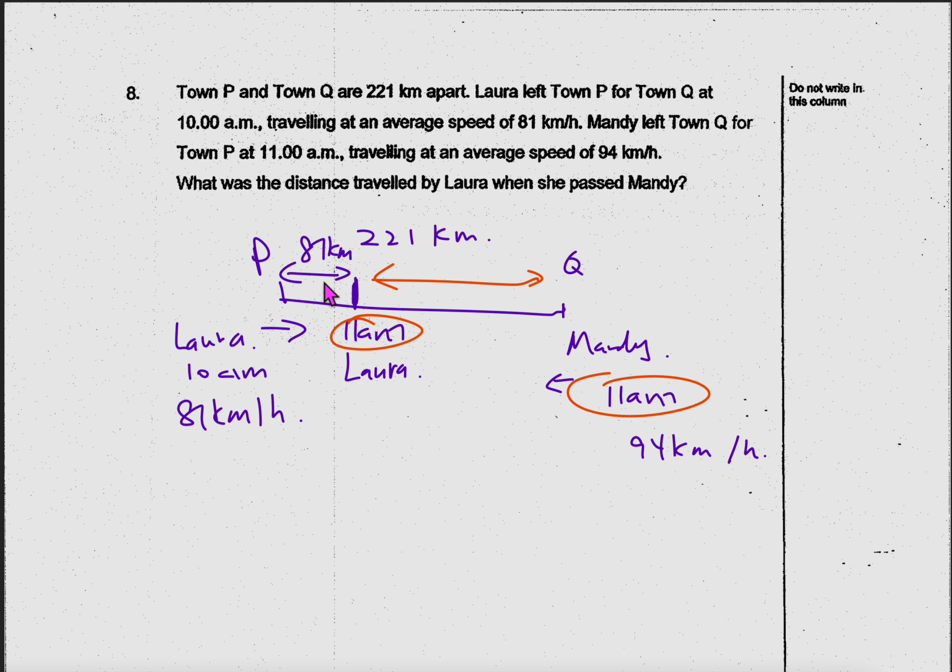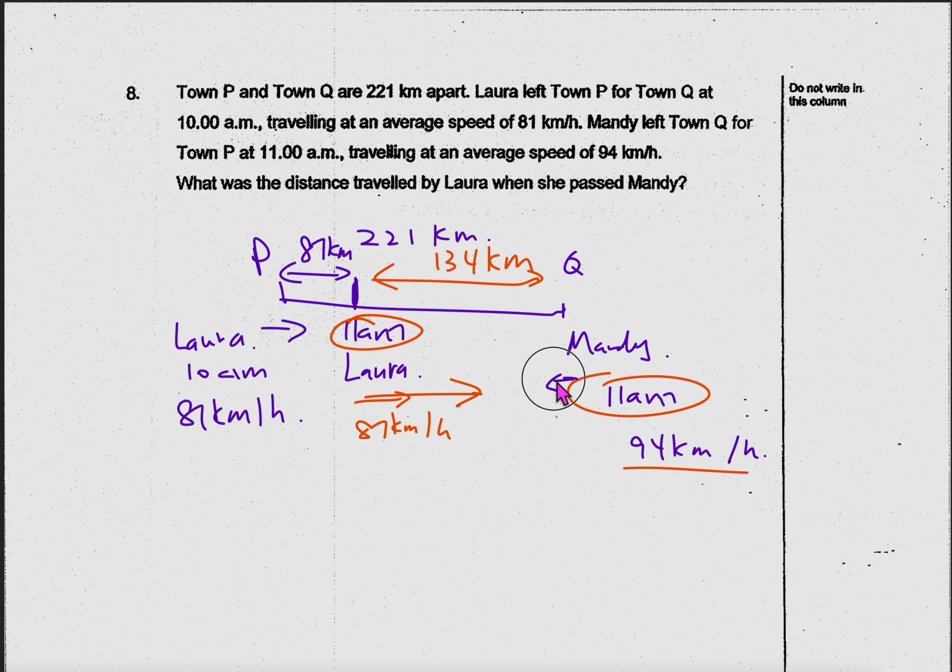So now what's the kilometer for them to travel? It's 221 minus 87. Figure it out. 221 minus 87 is 134. So it's 134 kilometer for them to travel, right? They ask, what was the distance traveled by Laura when she passed Mandy? So Laura will continue at 87 km per hour, and of course Mandy at 94 km per hour. And somehow, these two arrows will meet each other, right?